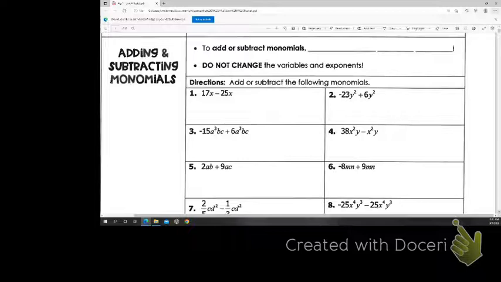So if I want to add and subtract monomials, that just means something you've heard before, and that is that we combine like terms. So paying attention to their signs, combine the like terms.